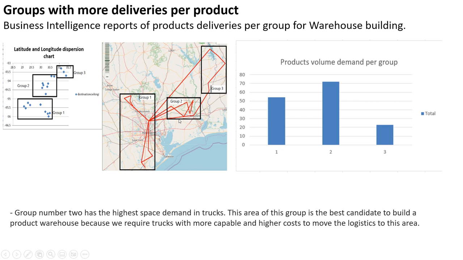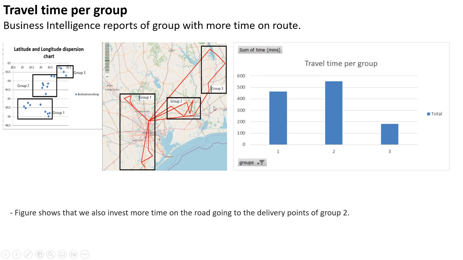Okay, so this is how we classify, and we use this machine learning to classify the logistics. Also, we can see that we have the variable of the travel time, and we can check that group number 2 is also demanding more delivery time of our logistic infrastructure. So it is a good idea to build this warehouse because this group is concentrating the most quantity of product delivery, and also we are spending a lot of time on route delivering these products.